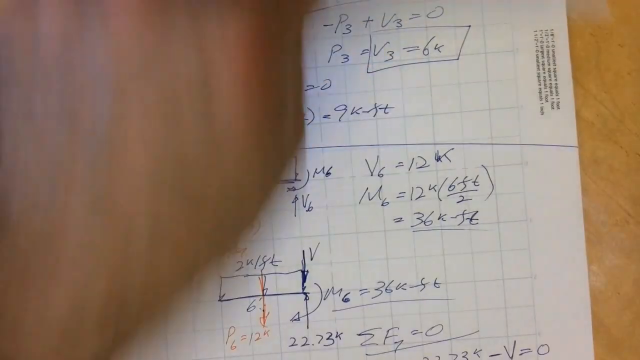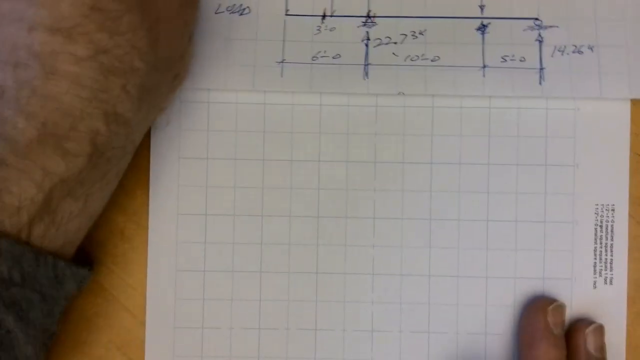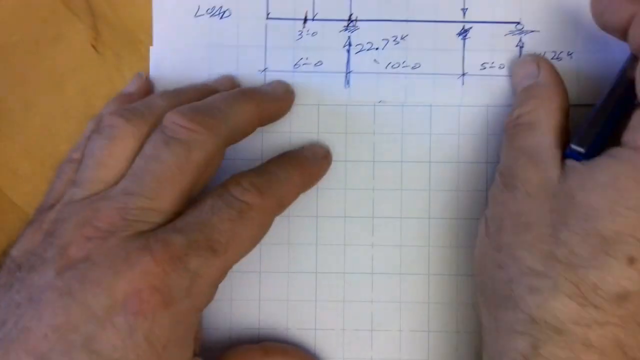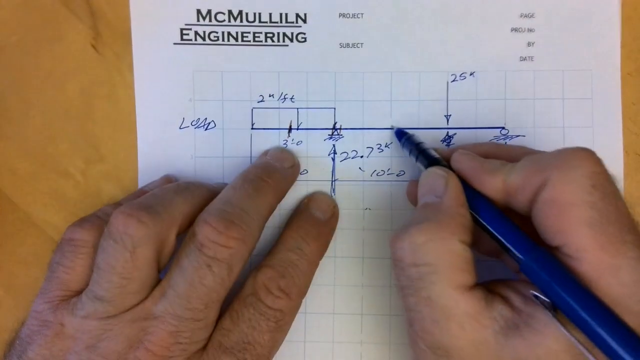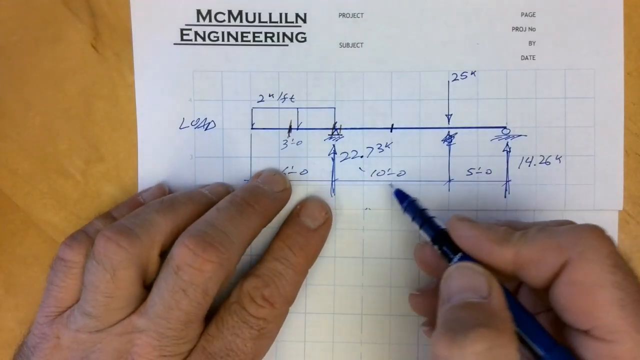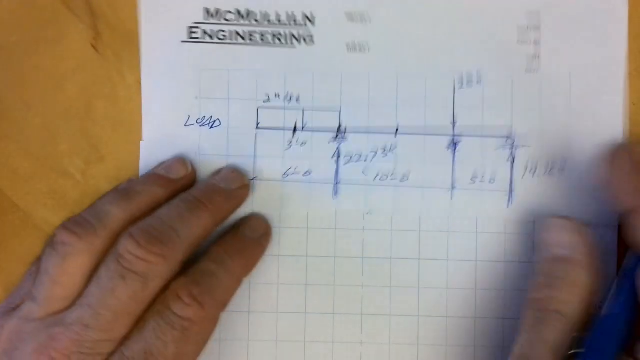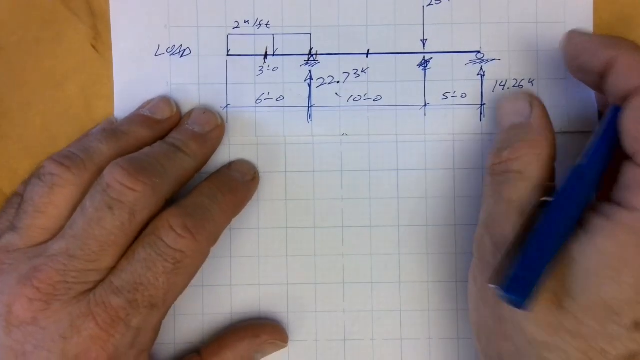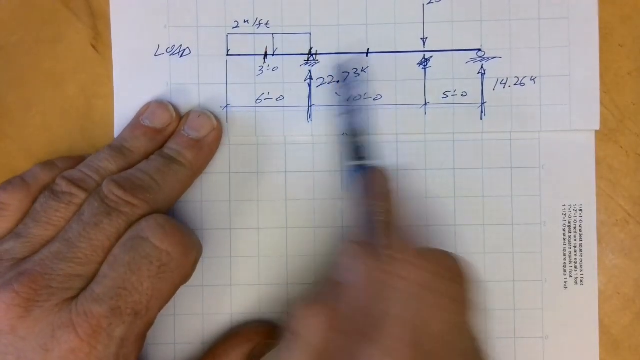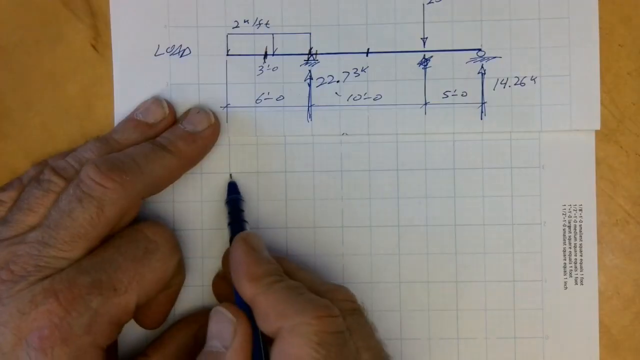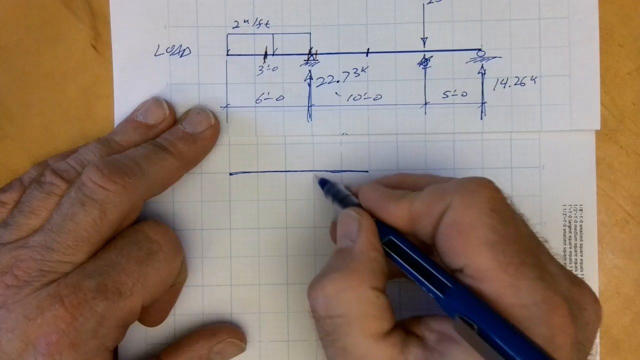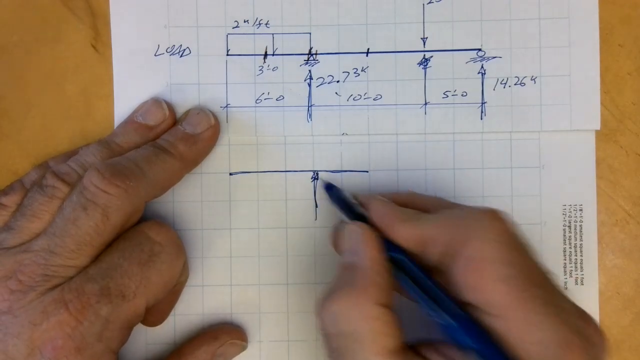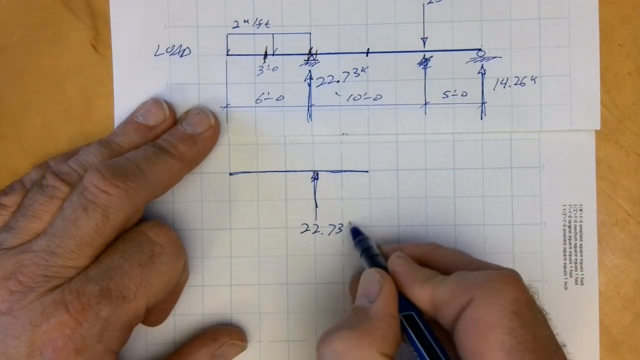Let's do a new sheet. And now that we looked at this up to this point, let's do another section. Let's cut another section right here at the halfway point of 10 feet and just see what we have. Again, it's just taking a little piece at a time. We're only going to solve one part of this at a time, otherwise our heads might explode, and that's not what we're after. Okay, so I have a reaction here, 22.73 kips.